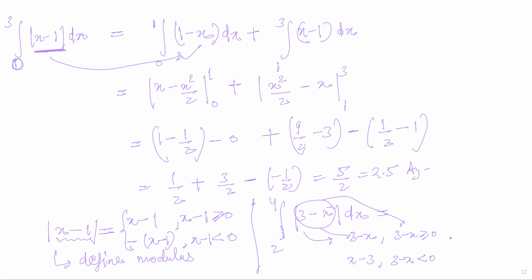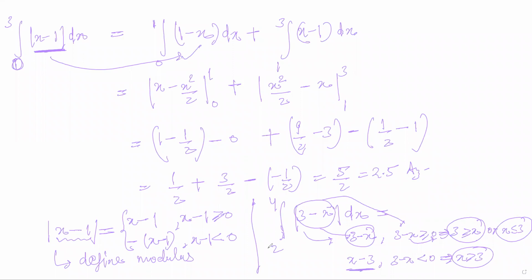So 3 minus x when? 3 minus x is greater than or equal to 0. Now what does that mean? Take that x to the right hand side. This would be 3 greater than x. Either you say 3 greater than x or x less than or equal to 3. Both are the same. So when x is less than or equal to 3, the answer is this. It obviously means that when x is greater than 3, the answer would be x minus 3.